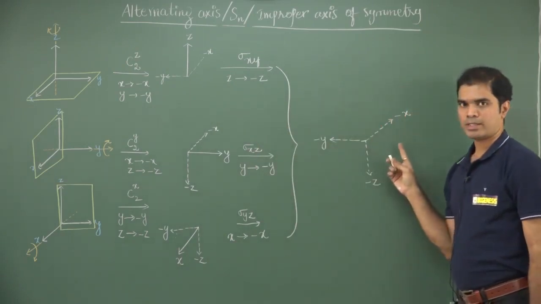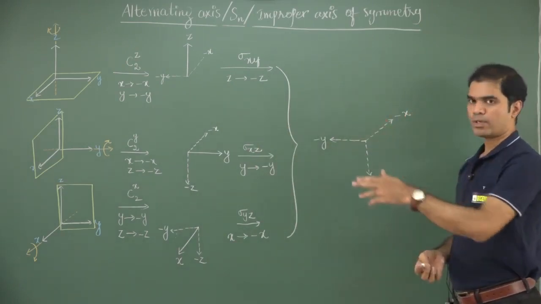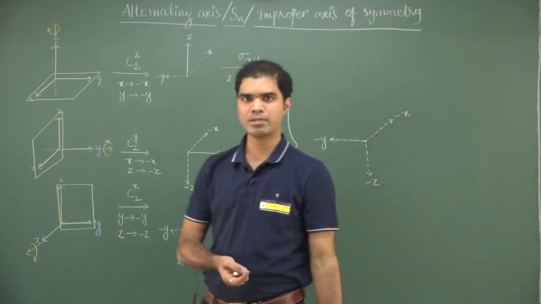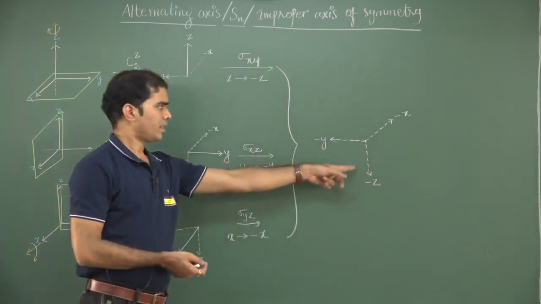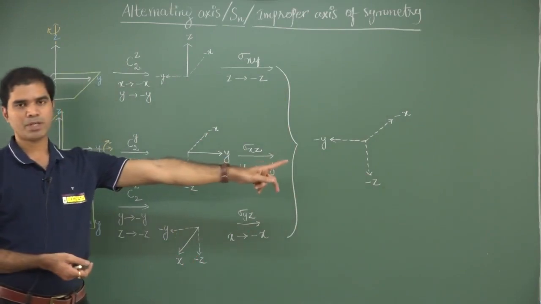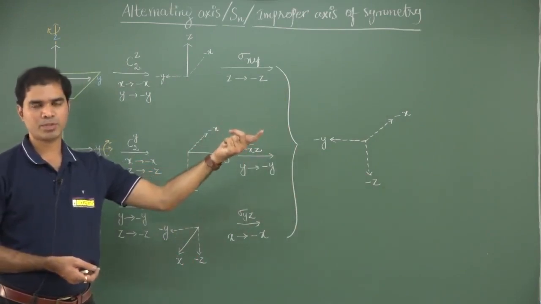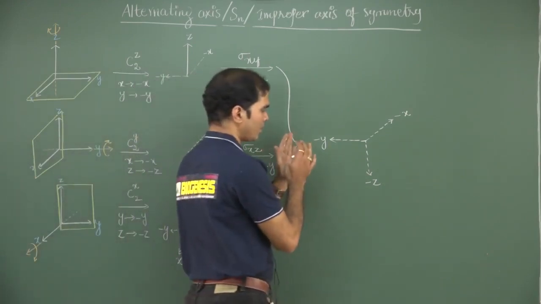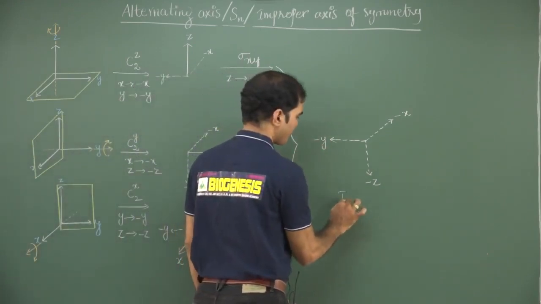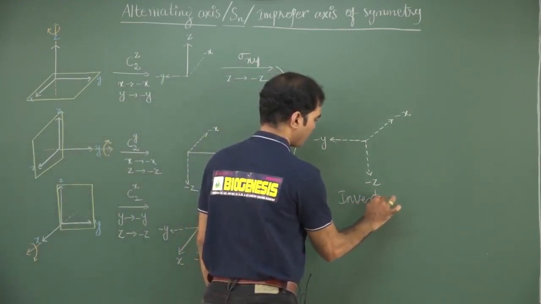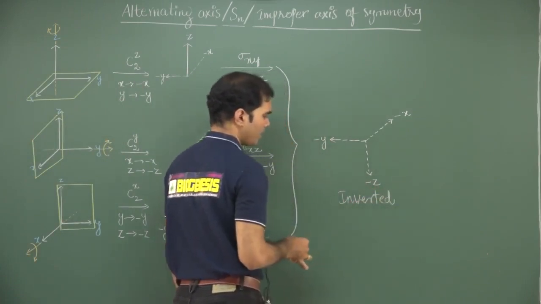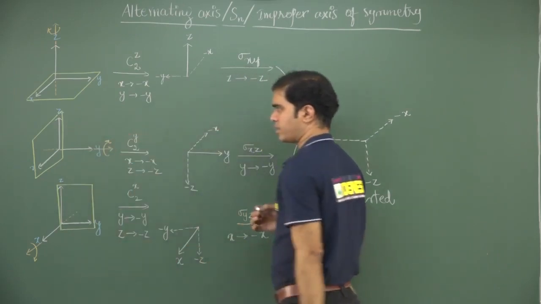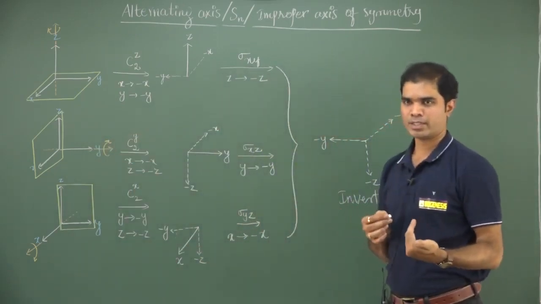You can see the result. Once I have performed C2 along z into sigma xy, or C2 along y into sigma xz, or C2 along x into sigma yz, the answer will be the same. Every coordinate is getting exchanged with its opposite coordinate. In another terminology, every coordinate is getting inverted. You can check all the coordinates are getting inverted. So for this reason, we call this particular improper axis as equivalent to an inversion.